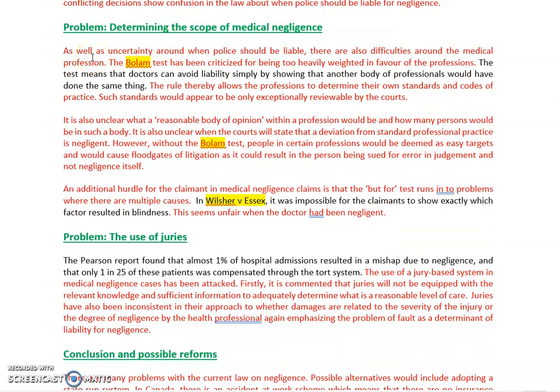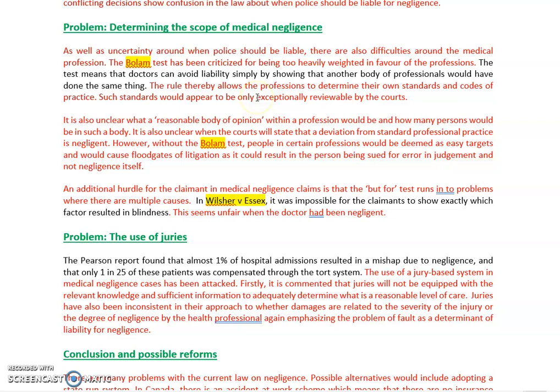So not only have we had difficulties in determining liability for the police, we also have it with doctors as well. The Bolam test has been heavily criticised as being too heavily weighted in favour of the professions, because that particular test basically says that doctors can avoid liability just by showing that some other body of professionals would have done the same thing. So I saw somewhere a quote, I wouldn't necessarily put this in an exam, but it was sort of criticising the rule, saying, as long as you can find some other bozo that would have done the same thing, you're not liable. I mean, that shows how problematic that test is.